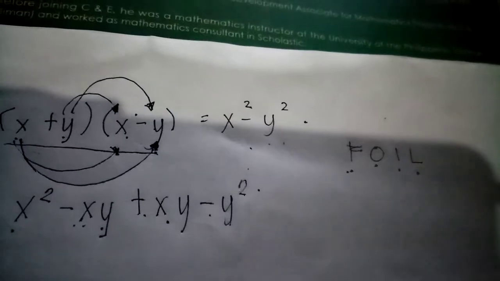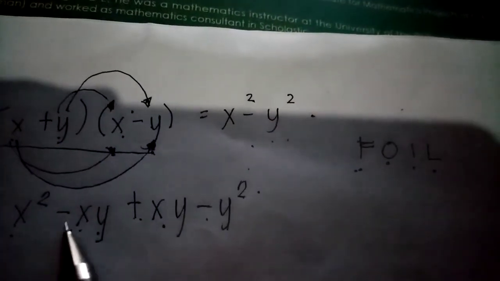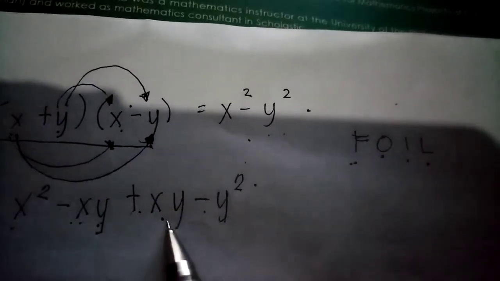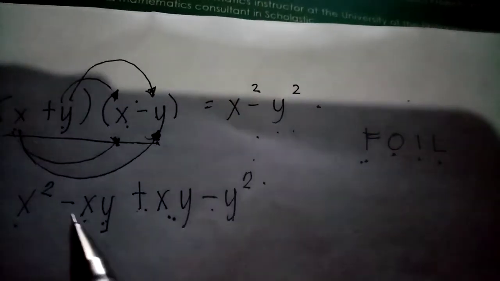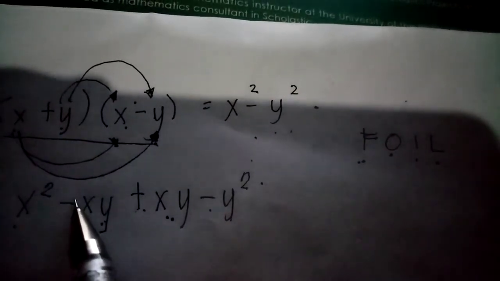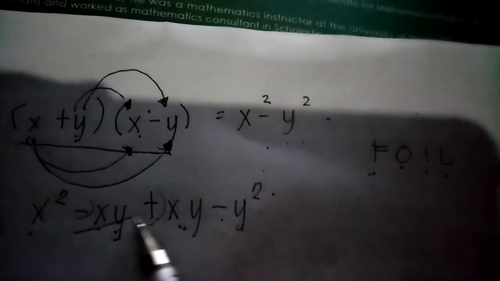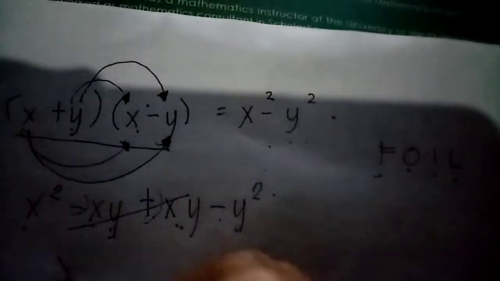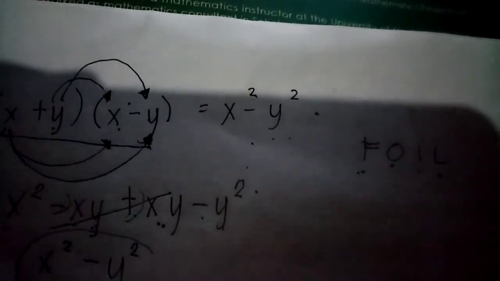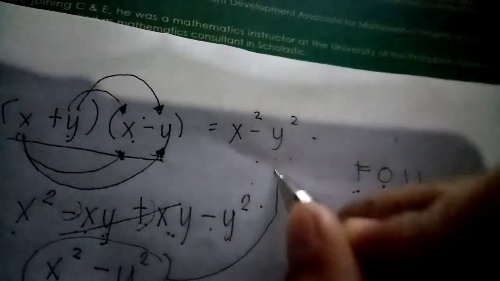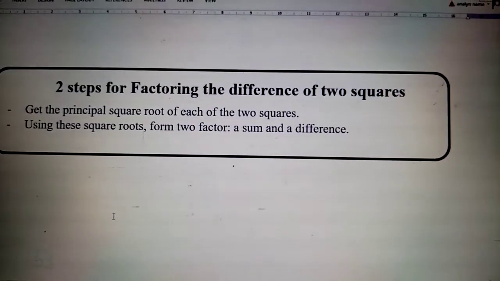Now, we will combine like terms. As you can see, negative xy and positive xy are like terms, but they are different in sign. So, you will cancel these and get x squared minus y squared, so that you get the correct factor.